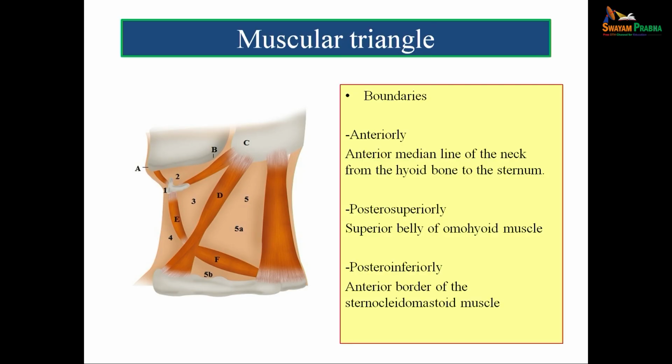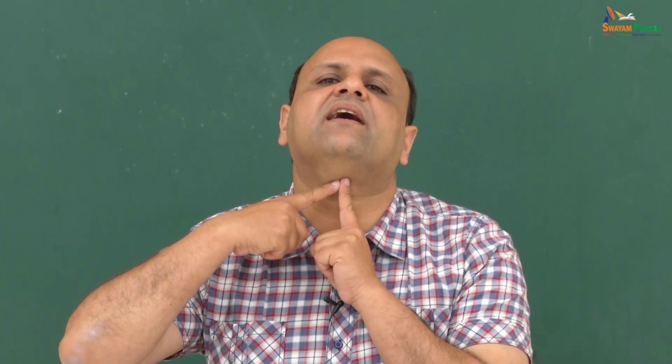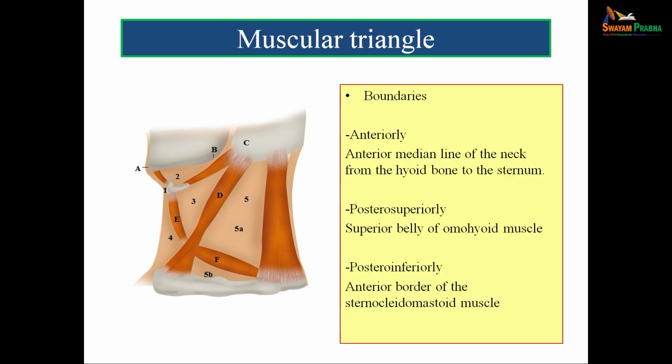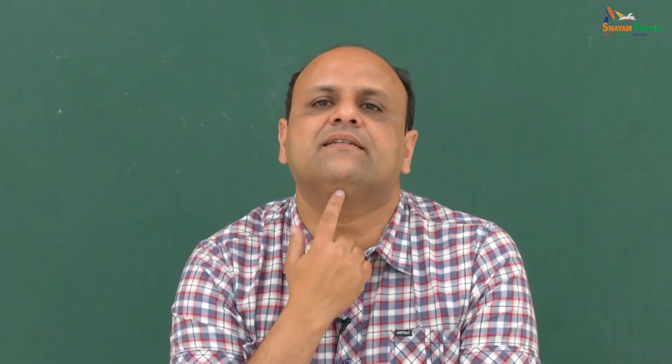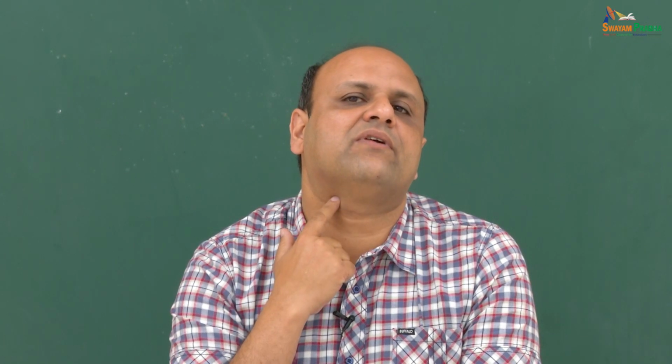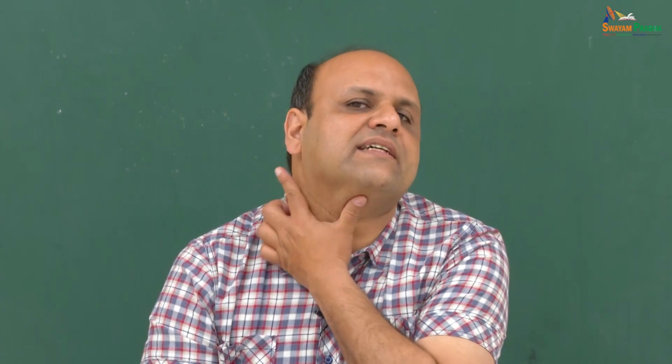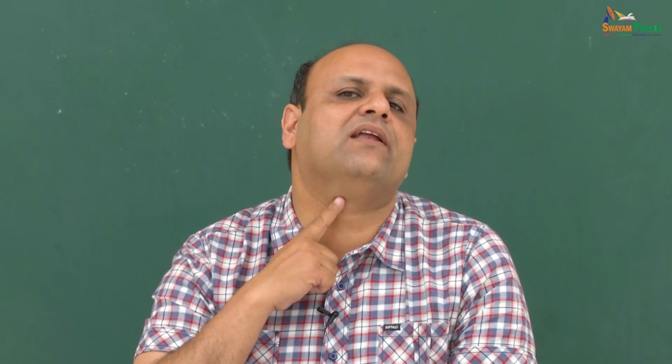So, once again, the boundaries of the muscular triangle are the anterior midline of the neck from the hyoid bone to the sternum, posterior-superiorly the superior belly of omohyoid muscle, and posterior-inferiorly the anterior border of the sternocleidomastoid muscle. So, this is the anterior triangle of the neck. In a nutshell, the anterior triangle of the neck is divided into 4 triangles: submental triangle, digastric triangle, carotid triangle, and muscular triangle, by the digastric muscle and its 2 bellies and the superior belly of omohyoid.